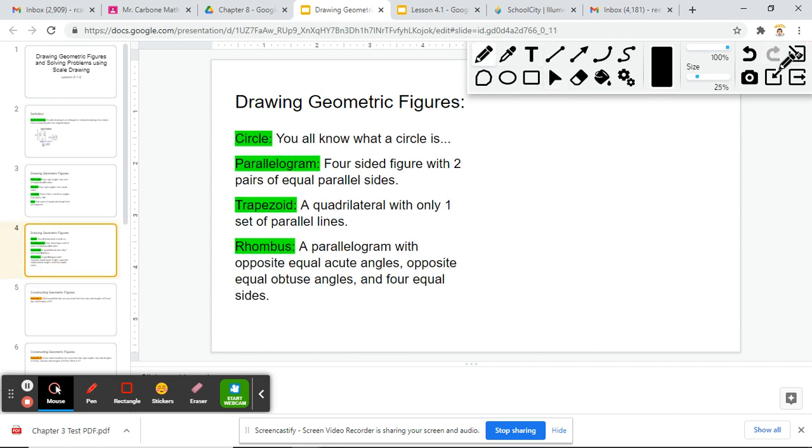So another one is a circle. I hope we all know what a circle is. If we don't, then we might need to do a little research here. But a circle, right? A circle is just a circle. Don't know how to describe a circle without saying circle.